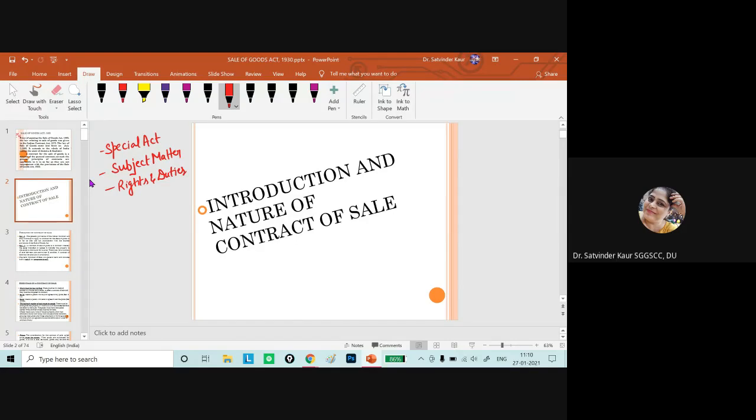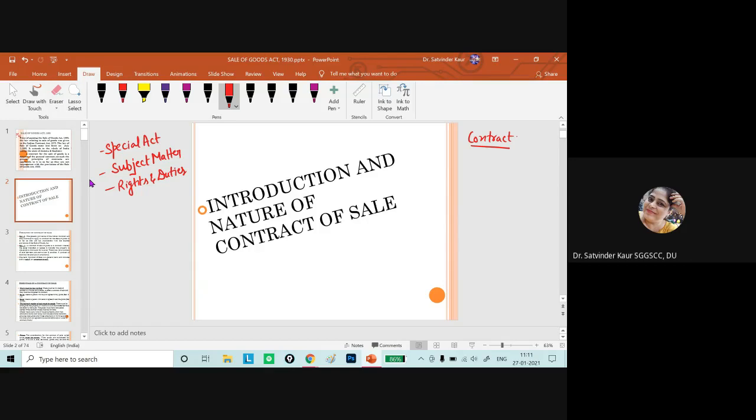And if we compare with the general Contract Act, there the stress is only on whether a particular situation or circumstance exists as a contract or not, what the terms and conditions will be, which will be the subject matter, what the rights will be, how it will be performed, and when it will be performed.